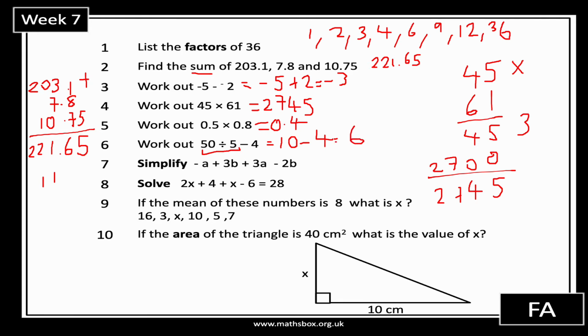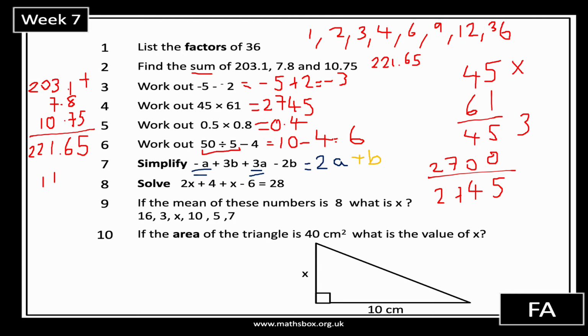This is question number 7. Simplify minus a plus 3b plus 3a minus 2b. So collecting like terms, minus a plus 3a is 2a, plus 3b subtract 2b is equal to plus 1b, or just plus b. I apologise.